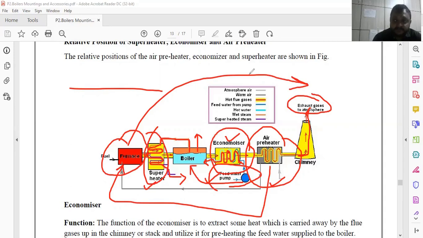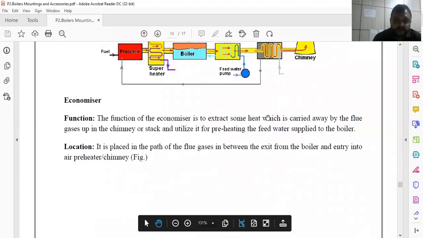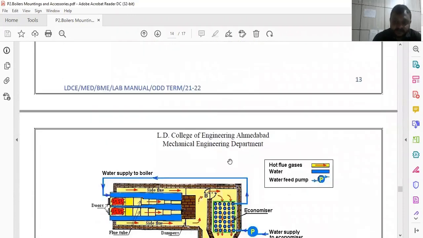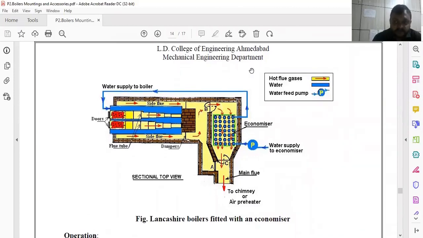Now how do they work? The working condition is very simple, as I have discussed. It is already noted here. How the economizer works, and what its location is, you can see by means of the figure. This is the cross section of the economizer fitted in the Lancashire boiler. This is the position of the economizer inside the Lancashire boiler, so that we can preheat the feed water by means of the flue gases and then send it to the boiler. So this is about how the economizer works.